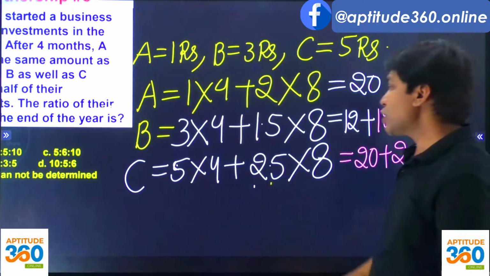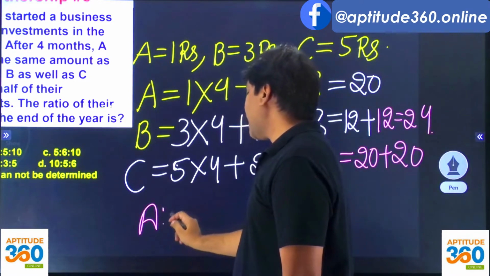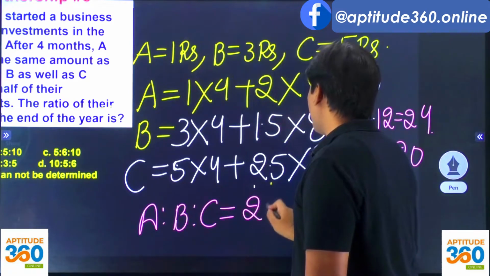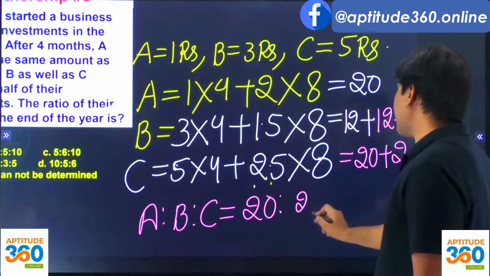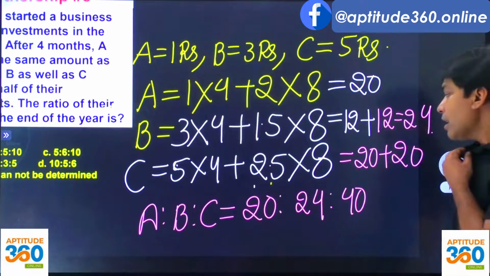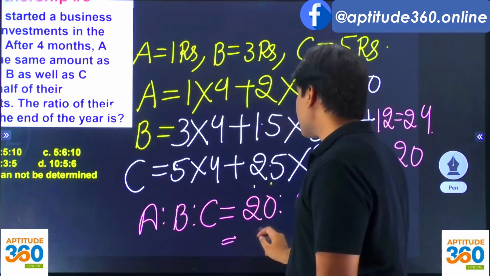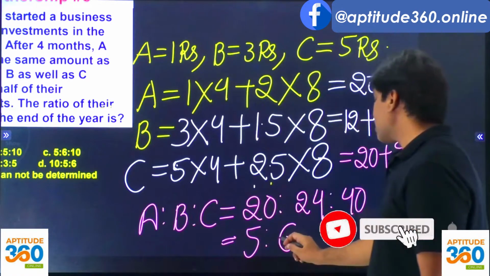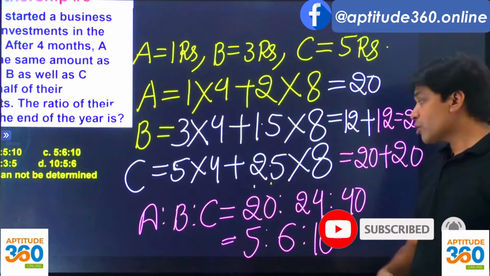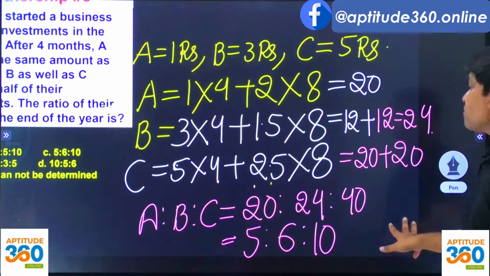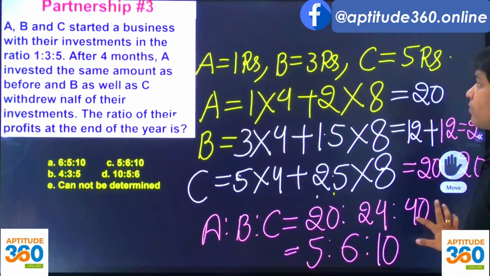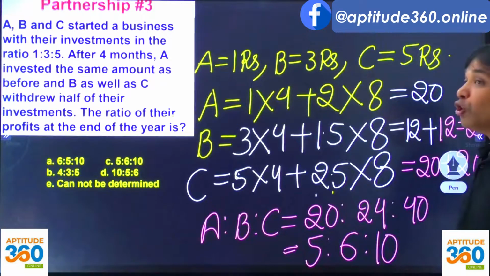So in what ratio you should be distributing the profit? A, B and C should be getting profits in the ratio of 20 and then 24 and then 20 plus 20, 40. What should be, if you simplify this further? So this is 5 into 4, 6 into 4 and 10 into 4. So in what ratio profit should be distributed? In the ratio 5 is to 6 is to 10. Did you get this problem? I hope you're learning things.